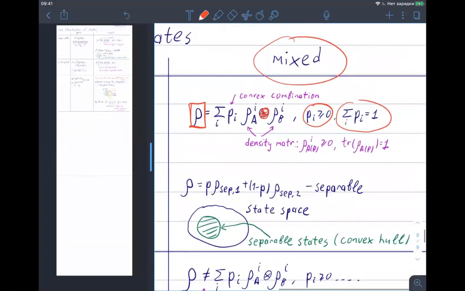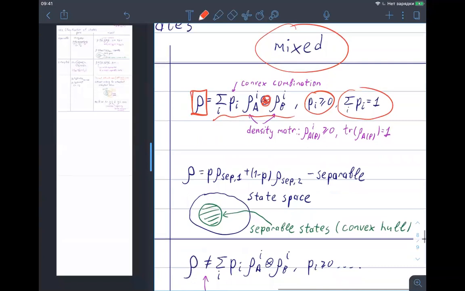So if I can decompose my state in such a way, then I obtain what is called a mixed separable state. And the story is that if I consider a mixture of two mixed separable states, or just separable states, I also obtain a separable state. So I take one separable, the other separable, consider their mixture, and it's also a separable mixed state.